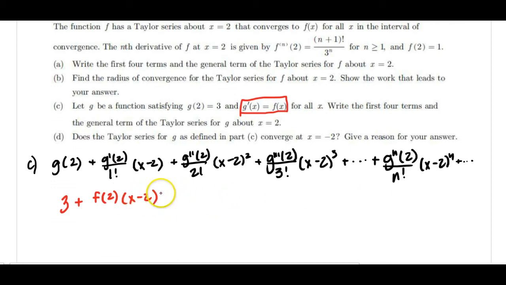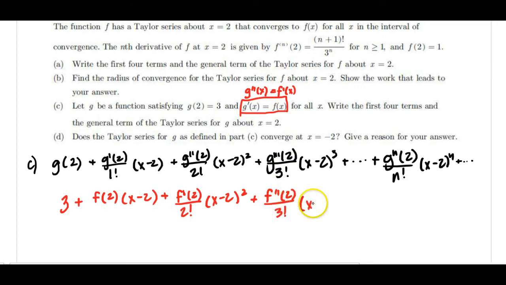So what I'm going to do is go down the line, and I'm going to replace g double prime of 2 with f prime of 2 over 2 factorial. So this is f prime now. Because if the first derivative of g equals f, then g double prime of x equals f prime of x, taking the derivative of each side. So now times x minus 2 squared, plus the third derivative of g is going to have to be the second derivative of f. So f double prime of 2 over 3 factorial x minus 2 cubed.